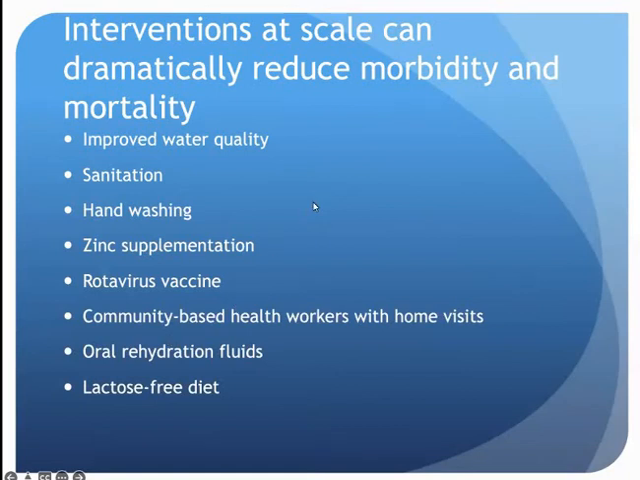So when we think about interventions to decrease morbidity and mortality, we're talking about improved water quality, sanitation, hand washing, zinc supplementation, rotavirus vaccine, and only then would we need health workers and home visits and community centres providing oral rehydration fluid. And finally, if nothing else works, lactose-free diet.